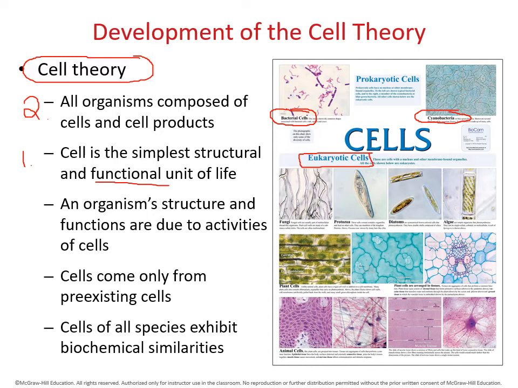And then the third part of the cell theory came along a little bit later on, and that one says that cells come from pre-existing cells. That's correct. So cells don't spontaneously appear. They have to come from pre-existing cells.